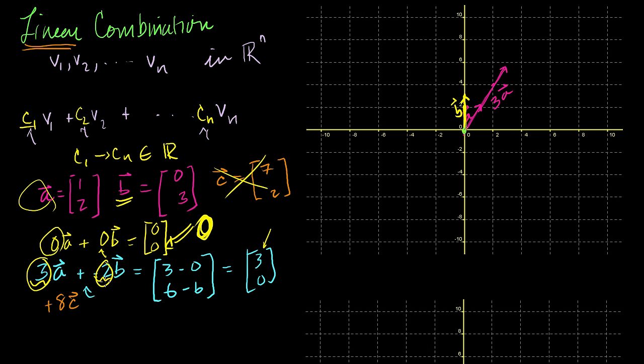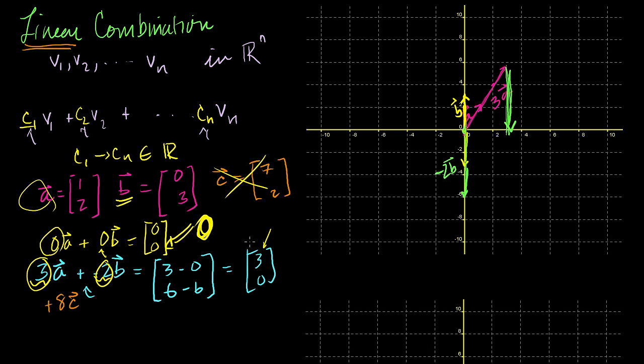And then we added to that 2b. Right? Oh no, we subtracted 2b from that. So minus b looks like this. Minus 2b looks like this. This is minus 2b, all the way in standard position. So if you add 3a to minus 2b, you get this vector right here.